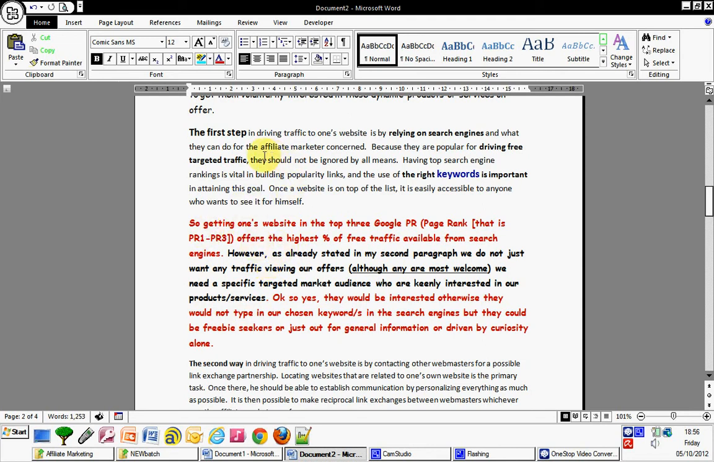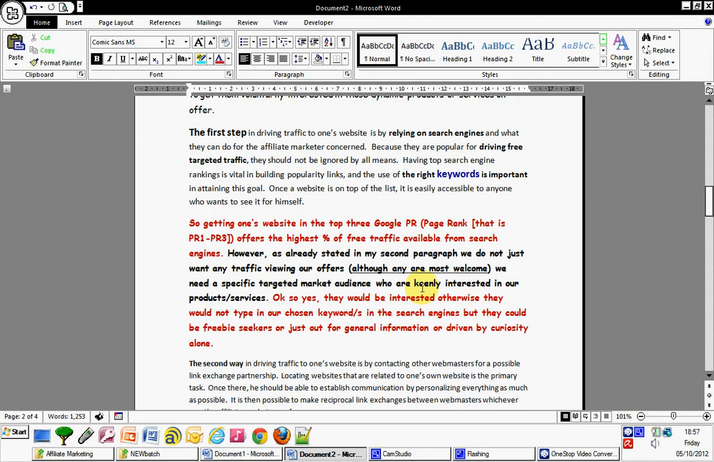So another thing, I'm taking notes here. Getting one's website to the top 3 Google PLR page rank, that is page rank 1 to page rank 3, offers the highest percent of free traffic available from the search engines. These are my notes, by the way, not what I'm going to rewrite out. However, as already stated in my second paragraph, we don't want just any traffic viewing our offers, because although they're welcome, as it's an added bonus, what we want is the specific target market audience who are keenly interested in our products or services anyway.